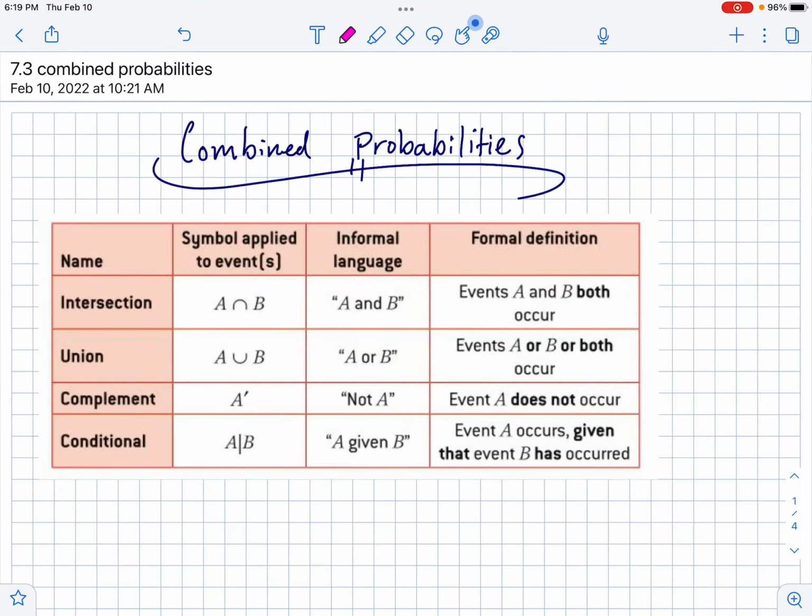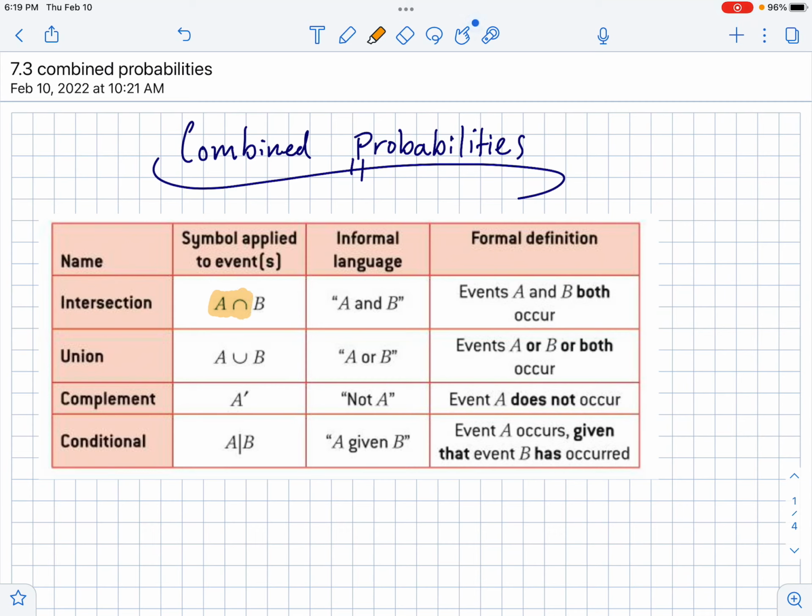All right, IB AI SL2. Today we're going to go a little bit deeper with probability. We're going to learn some new notation. We're going to draw some Venn diagrams and come up with some probabilities. Before we get to our examples today, we're just going to look at some new notation.